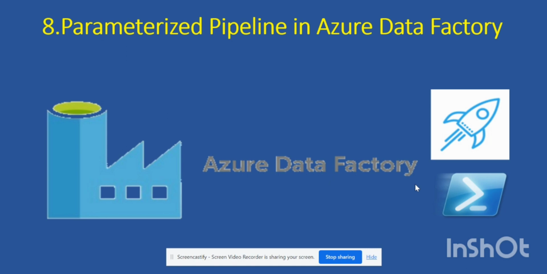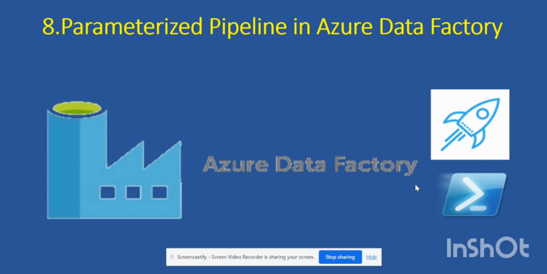In part 6 and 7, we saw what a parameterized linked service and a parameterized dataset are in Azure Data Factory. Considering those points, I am going to create one parameterized pipeline which will utilize the parameterized dataset and parameterized linked service. After watching this video, I assure you that you will be able to create your first ADF pipeline using those concepts.